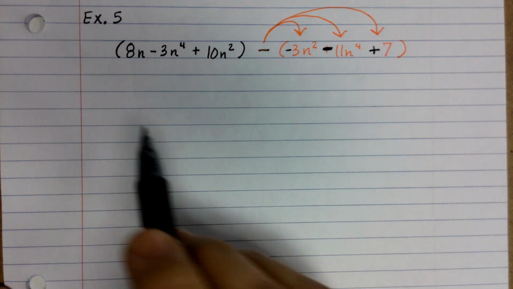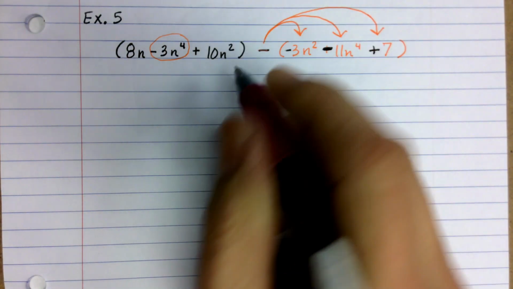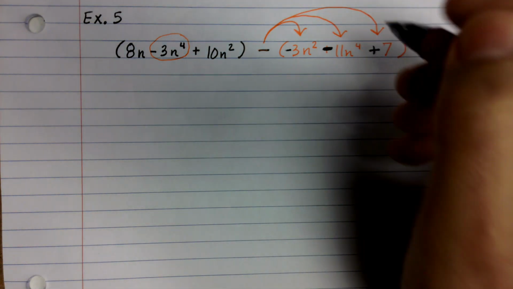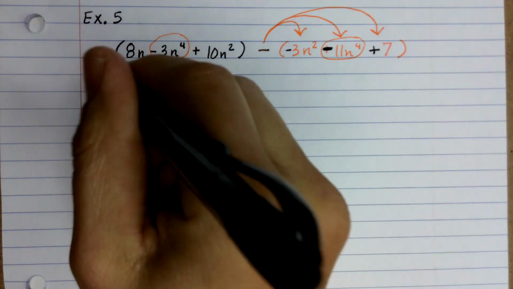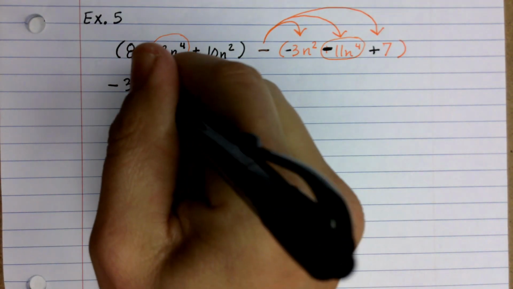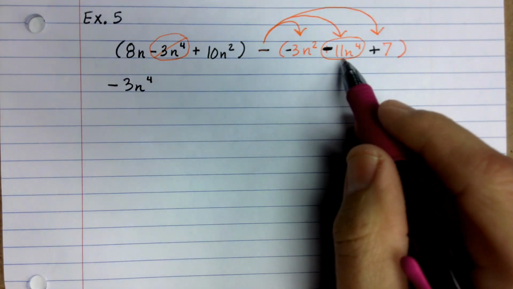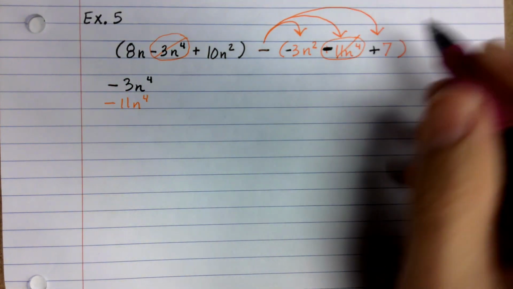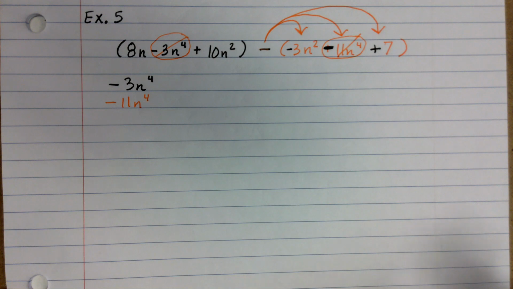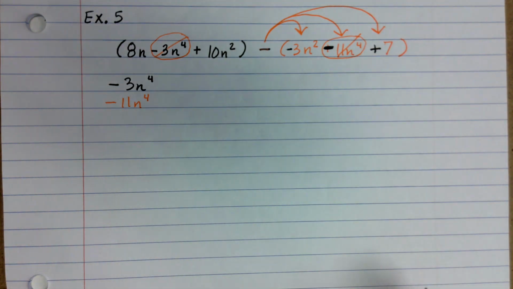Notice I'm going to put the largest power first. So my largest power in this first expression is negative 3n to the 4th power. And I notice that that's also my largest power in the second expression. So I'm going to write that as negative 3n to the 4th power, and beneath it, I'm going to put negative 11n to the 4th power. Notice I crossed them out. We're done with that. And so I'm looking, do we have a third power? And there's no third power in any of my expressions. So I'm going to skip that one. I'm not going to even use a placeholder.